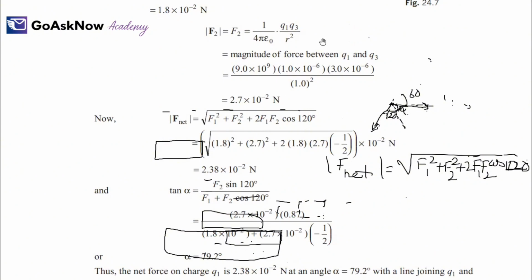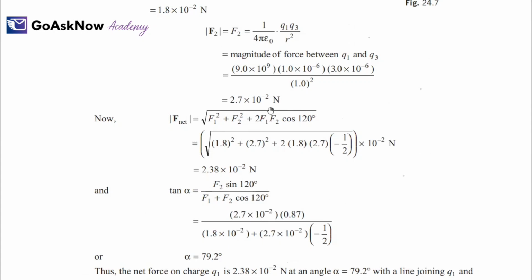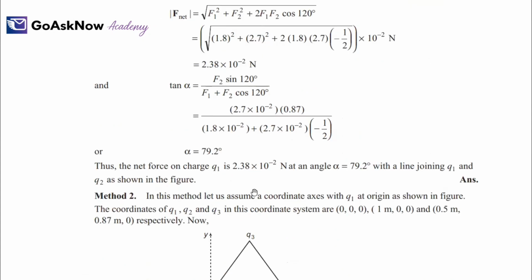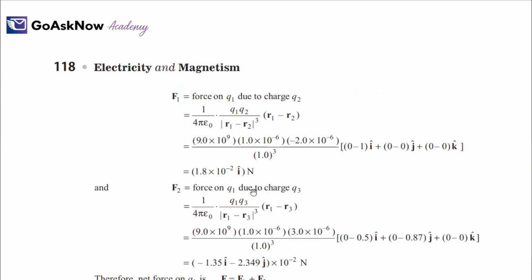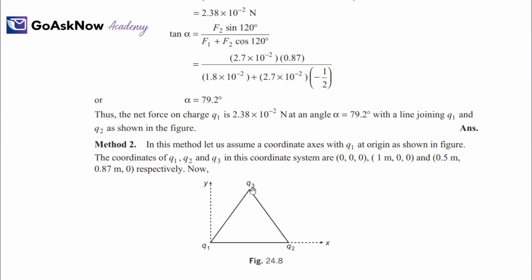Okay, so just now we have seen method 1. We will see what method 2 is for this. So yes, let's move forward. In method 2, let us assume a coordinate axis. We will assume a coordinate axis with Q1 at the origin, as shown in the figure. The coordinates of Q1, Q2 and Q3 in this coordinate system are: Q1 is already at the origin, so 0, 0, 0.